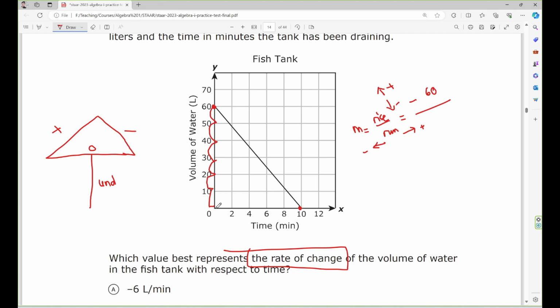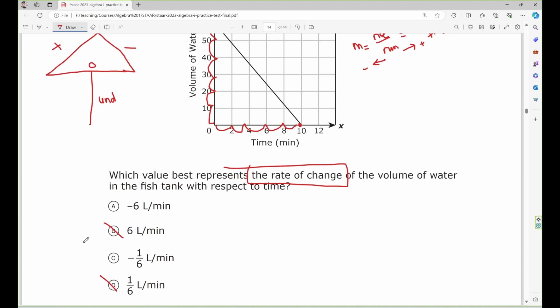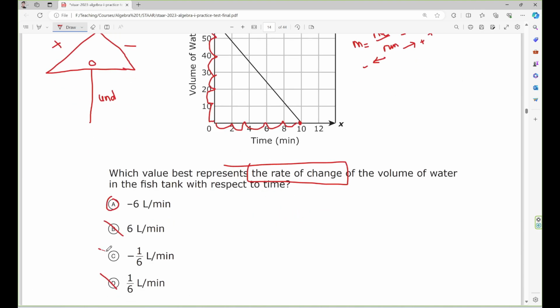Now you go to the right. 1, 2, 3, 4, 5. You go to the right 5 times, so it should be positive. Go to the right, positive. Now it's going to be 10. You see that? 10. So negative 60 divided by 10 is going to be negative 6. So the answer must be B.